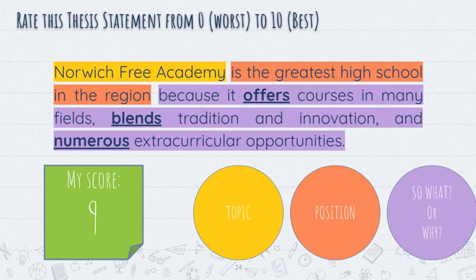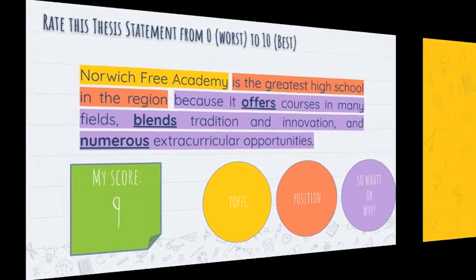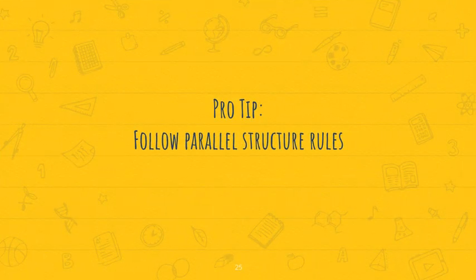However, this writer is breaking a grammatical rule that's really important with thesis statements called parallel structure. You'll notice in the so what or why, this person lists 3 reasons. The first 2 reasons begin with verbs, offers, and blends. Now, the third element, or the third reason, begins with numerous. That is not a verb. So this leads us to our next pro tip. Follow parallel structure rules in the so what or why section of your thesis statement.